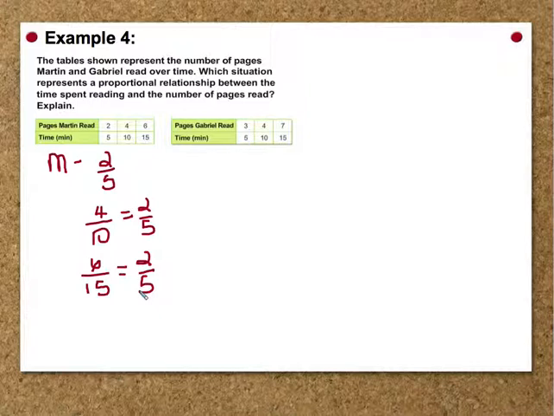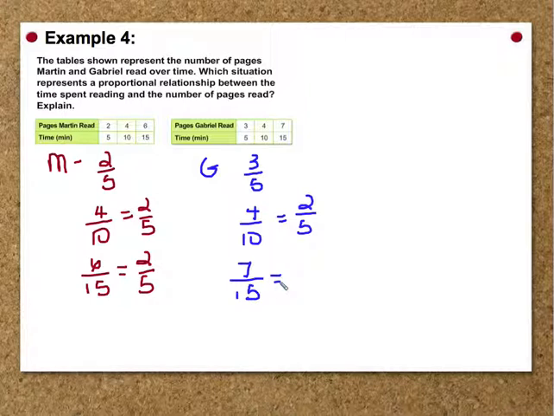So let's look at Gabriel. I'm going to change colors here, so we'll go Gabe. We have 3 to 5, 4 to 10, which we know is the same as 2 to 5. And then we have 7 to 15. Okay, so we notice we do not have 3 that are the same. So all of the ratios between Martin's quantities are 2 to 5. So Martin's reading rate represents a proportional relationship.